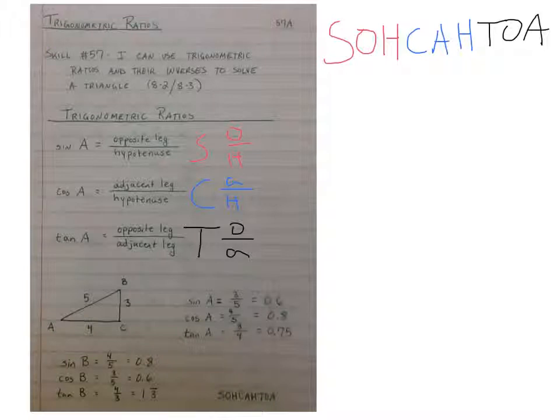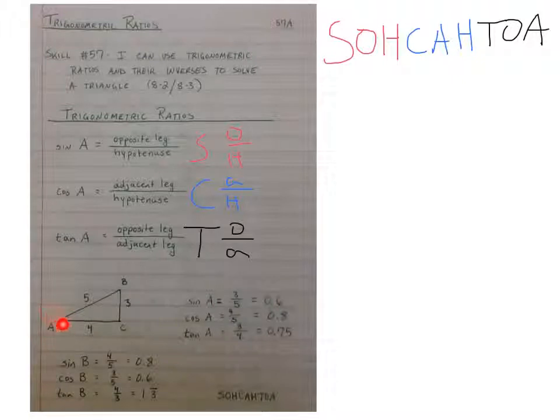And what exactly does this mean? It means if I'm looking at sine A or angle A, sine of that angle is equal to the opposite. So the opposite of A is 3, opposite leg, over the hypotenuse, which is 5. So sine of A is opposite over hypotenuse, 3 over 5, or 0.6. And this would be true for all right triangles. So that's the purpose of these trig ratios, is they help us solve right triangles, find missing information.